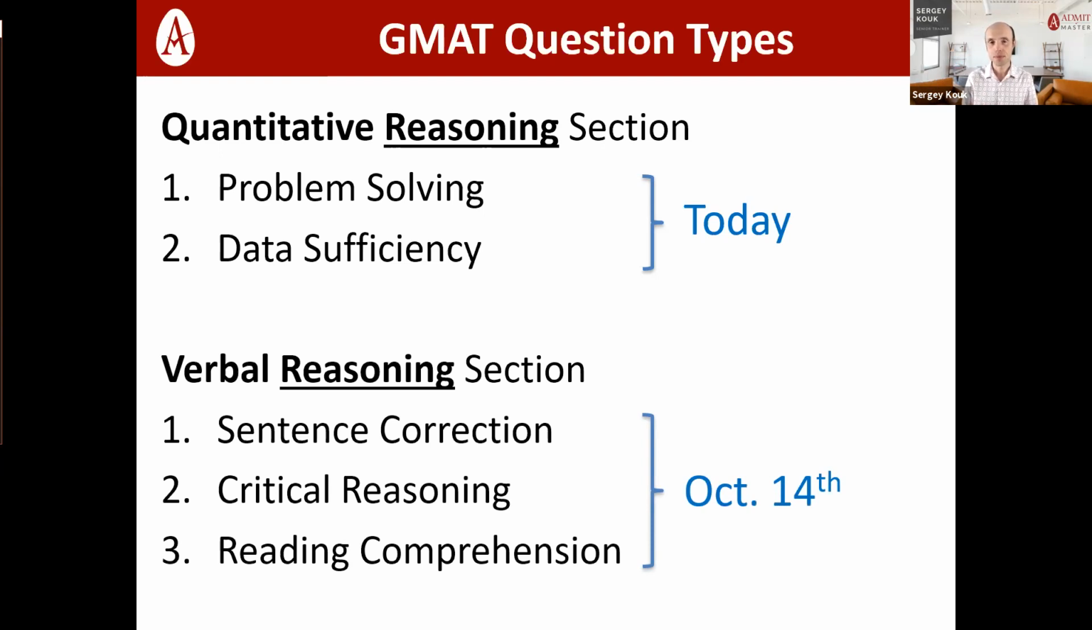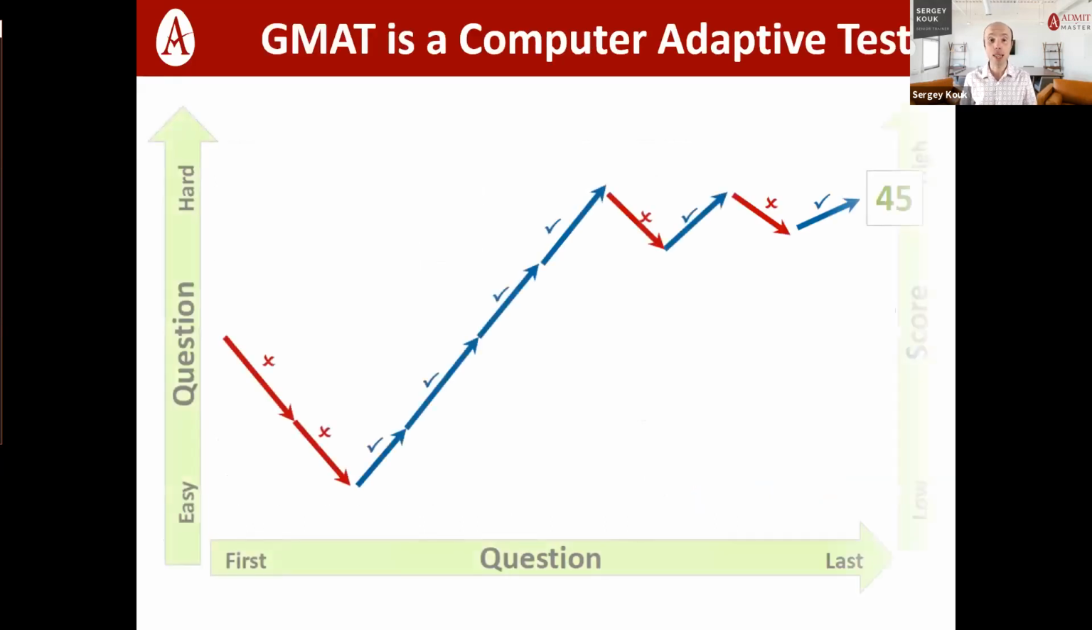Now, these sections, quantitative reasoning and verbal reasoning, are computer adaptive sections. What this means is that the questions get either easier or harder.